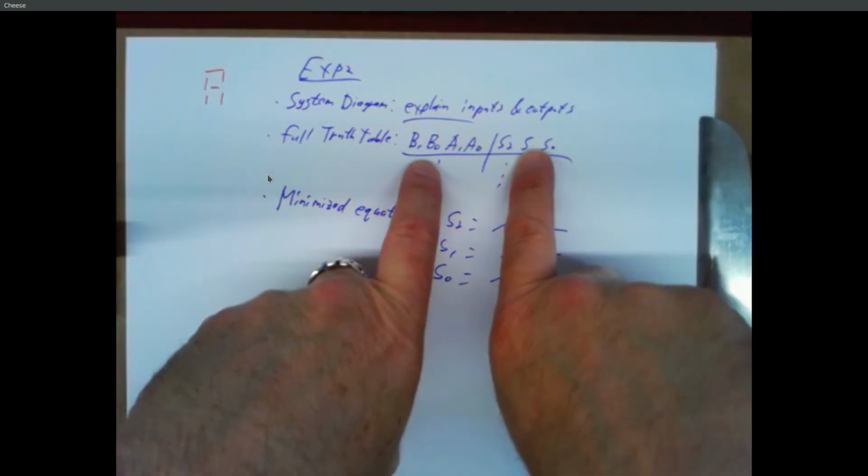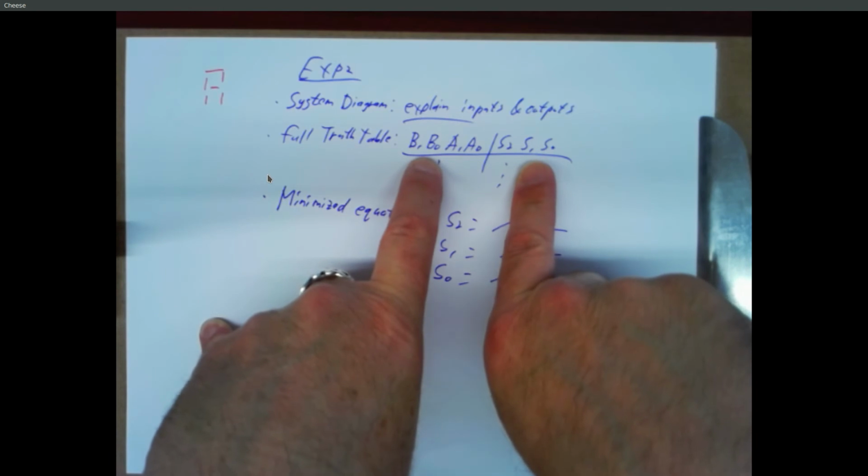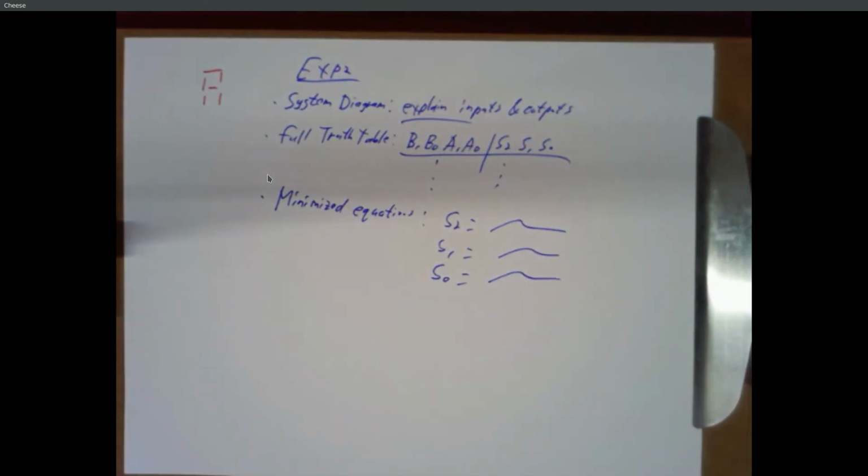Start with the truth table and just write equations. Forget that it's doing addition. The goal here is, here's a truth table, here's the equations. And they're going to be ugly. They're going to be big and long. Okay?